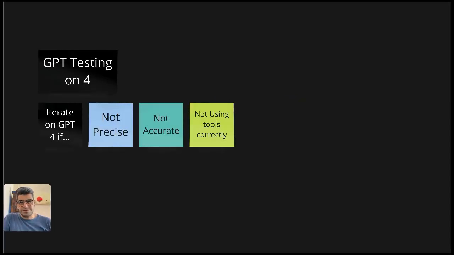For GPT-4, you want to optimize as much as possible. Keep on iterating. If it's not precise, if it's not accurate, if it's not using the tools correctly, if you're telling it to generate graphs, if you're telling it to do certain things, you want to make sure that you spend the bulk of your testing here.